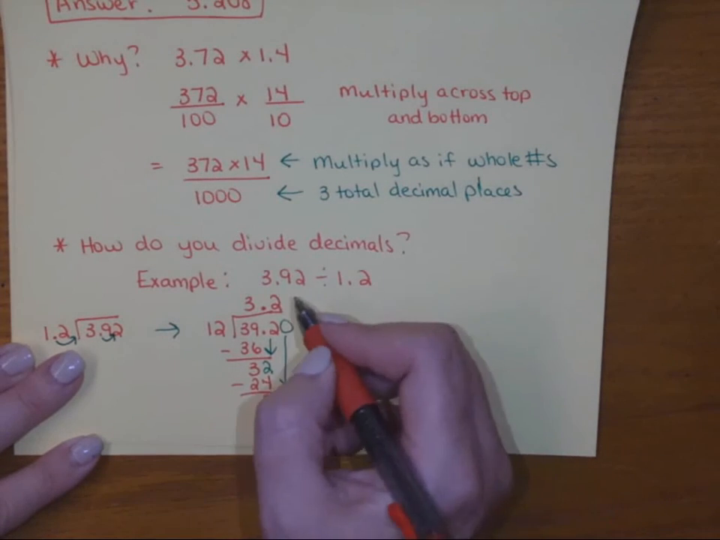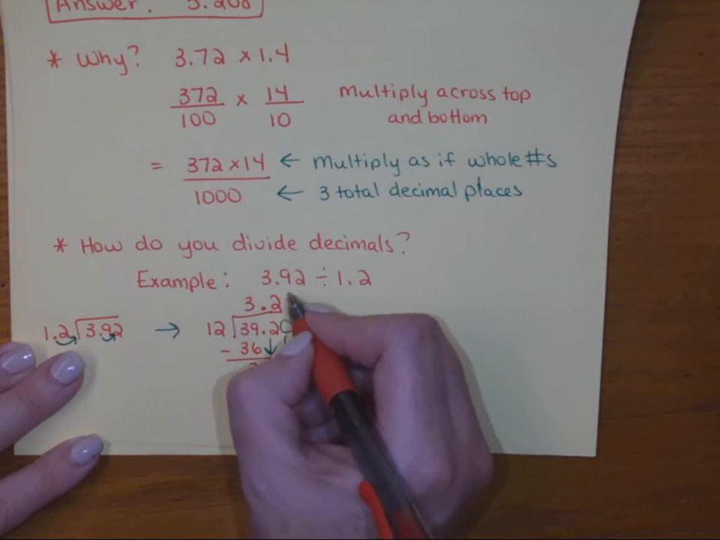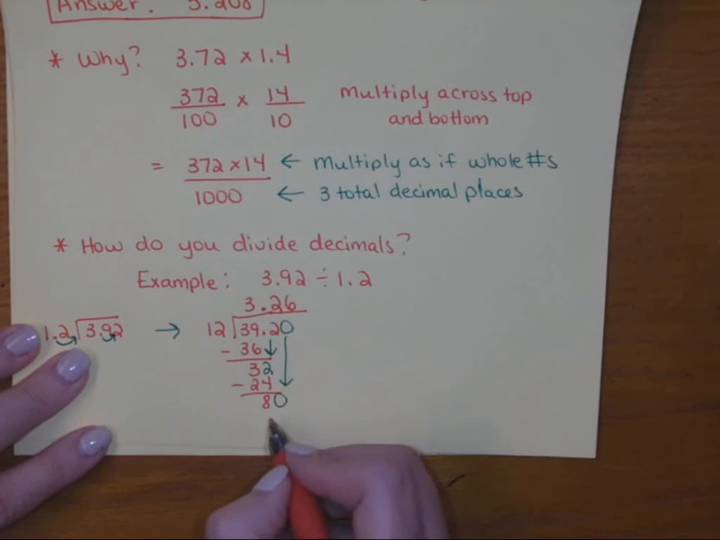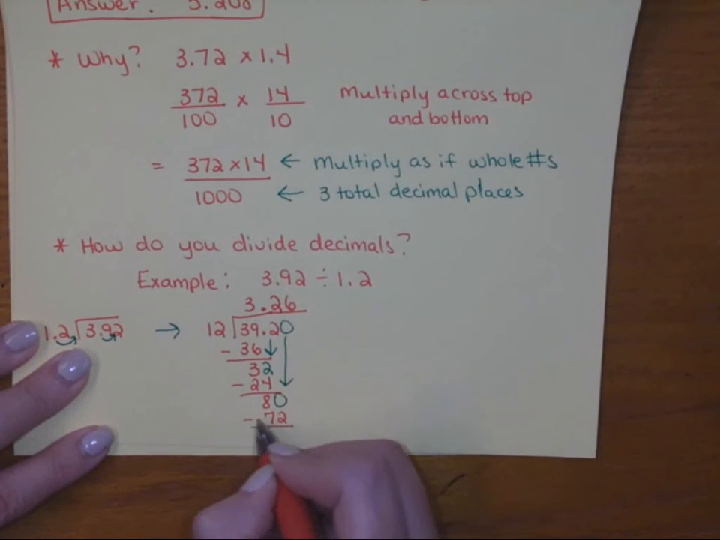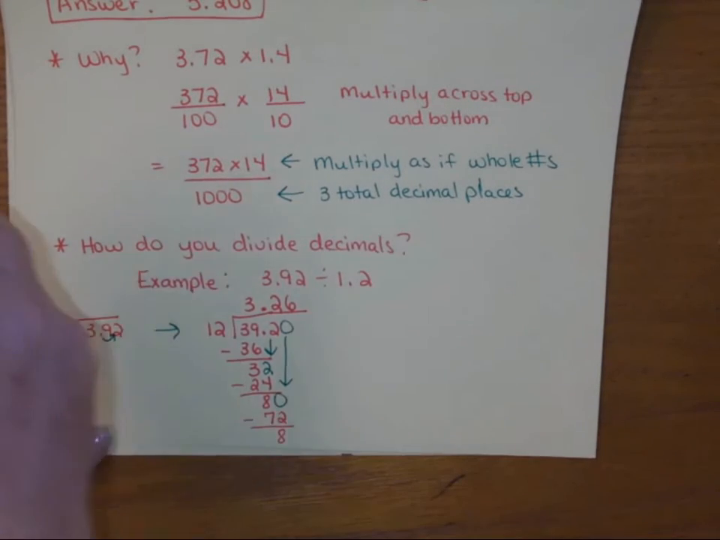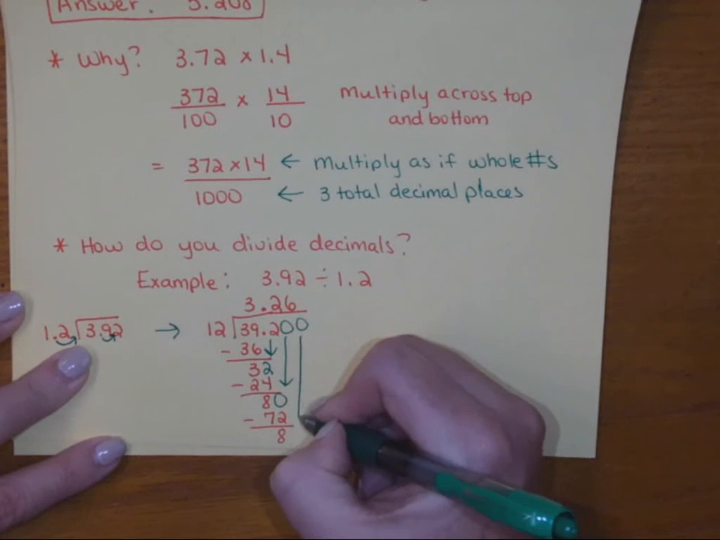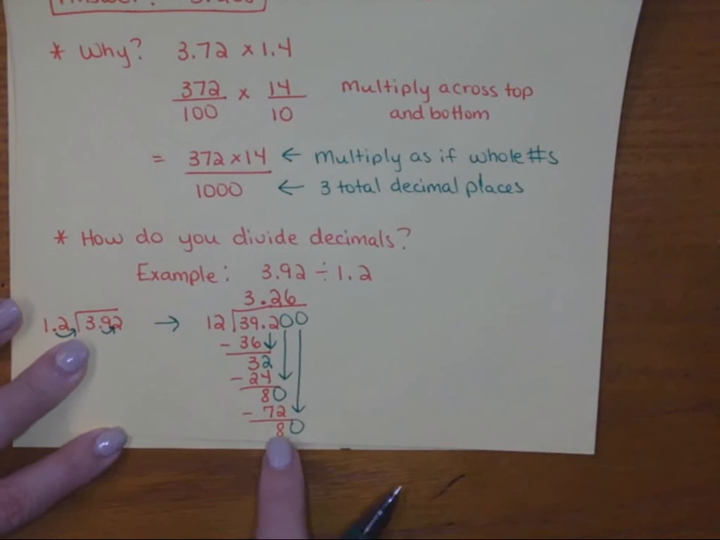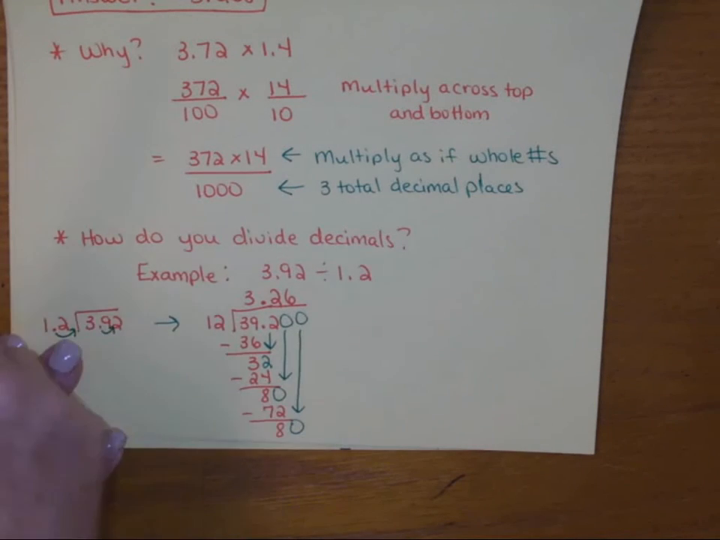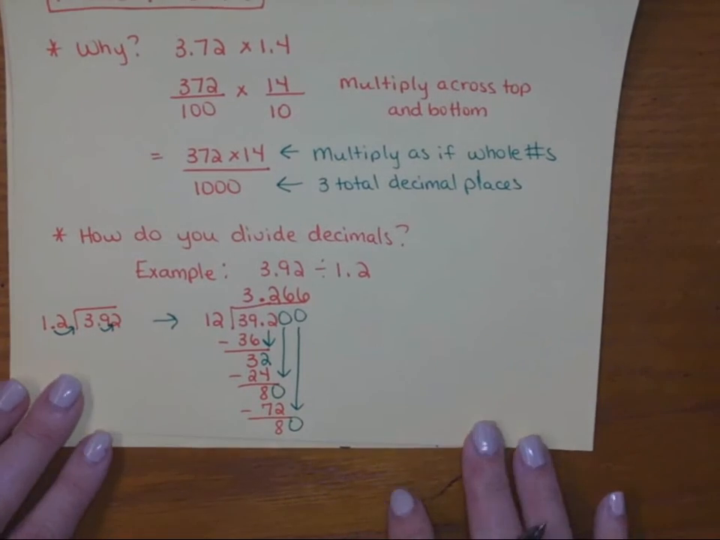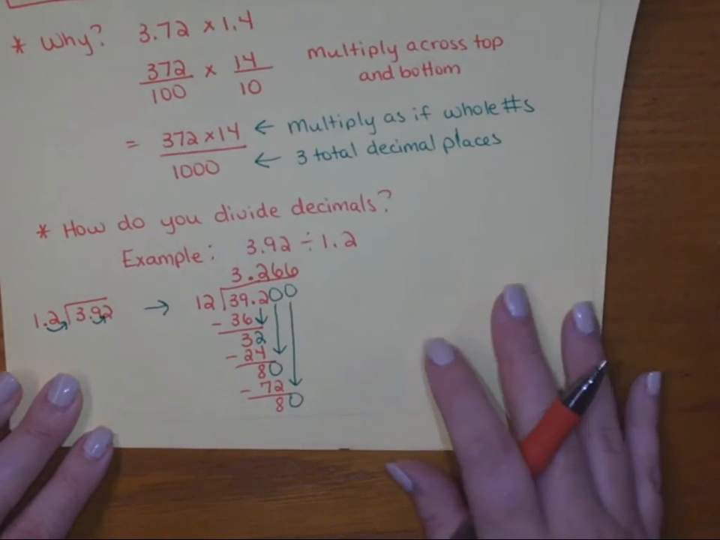So 12 goes into 80 6 times, right? 6 times 12 is 72. So 72 goes here. Notice I'm going to get another 8. So if I do this process again, hopefully you can see the pattern. You can see that we're just going to get another 6 here. In fact, we're going to keep getting 8s here and 6s up here.